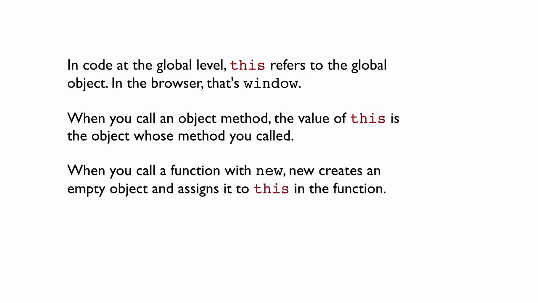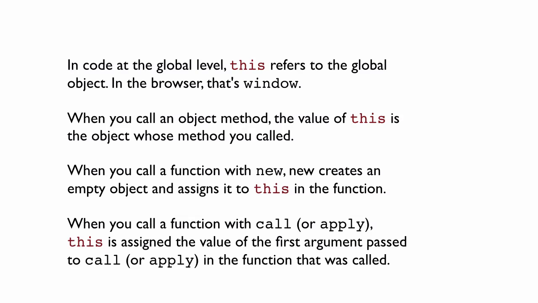Third, when you call a function with new, in other words, you're calling a constructor function, new creates an empty object and assigns that object to this in the function. So when you refer to this in that constructor function, you're referring to the object that new created for you. And finally, when you call a function with the call method, the value of this in that function is the value that was supplied as the first argument to the call method. So using call and apply are ways that you can get to control the value of this in a function.